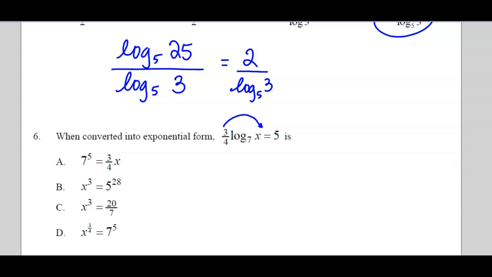Okay, either one works. So I'm going to look, because it's a multiple choice, let's think about what we're actually looking for, because there's different ways of showing it. So none of them is just x equals, right? This is 3/4 x, this is x cubed, x to the 3/4. So not just x equals.